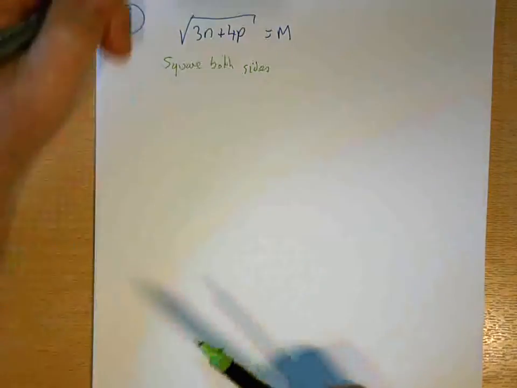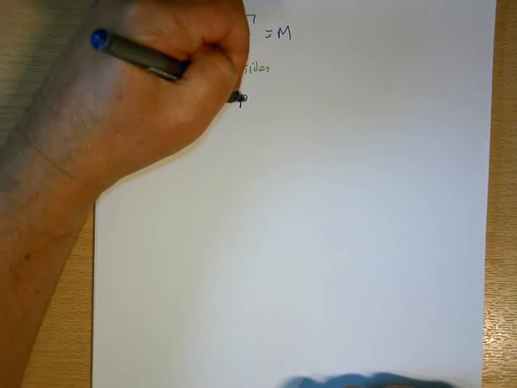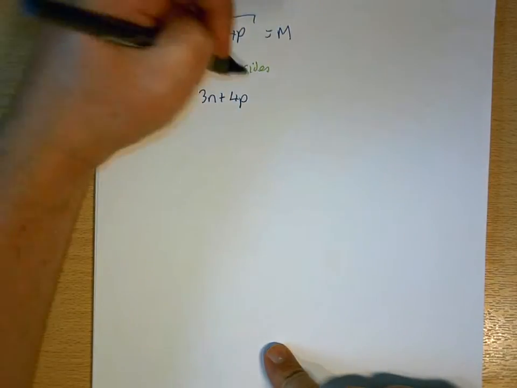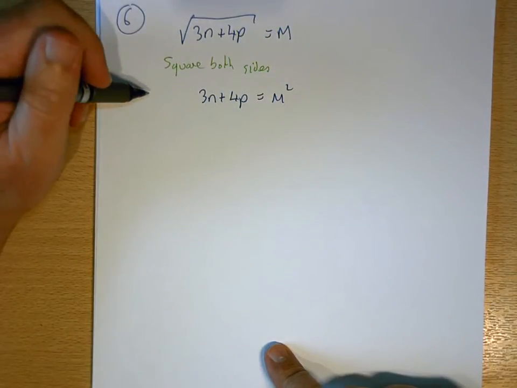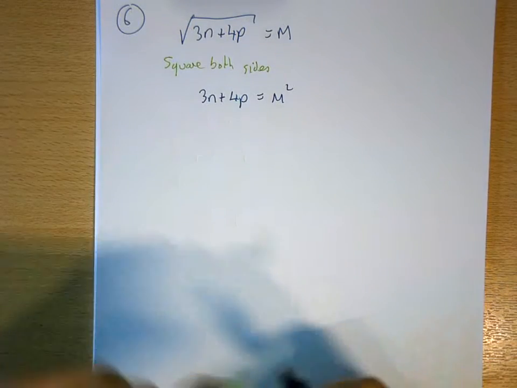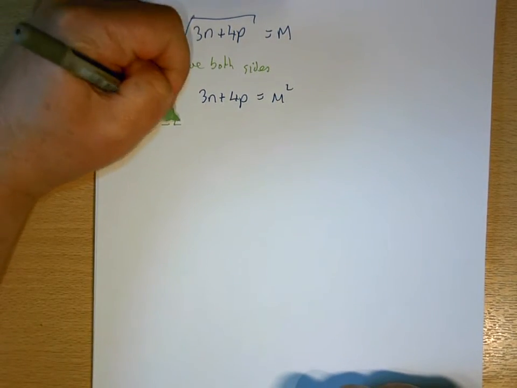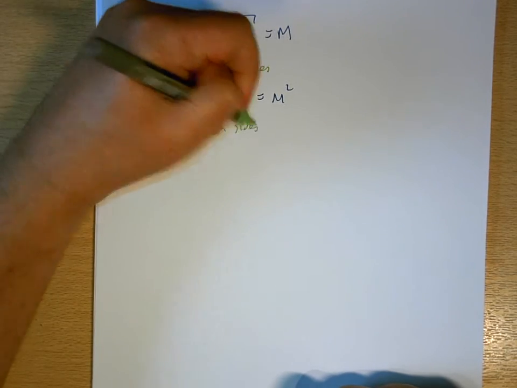So when I square the left hand side, it gets rid of the square root. When I square the right hand side, I get m squared. I want to get n equals, so I've got to get rid of the add 4p. Get rid of add 4p by subtracting 4p from both sides.